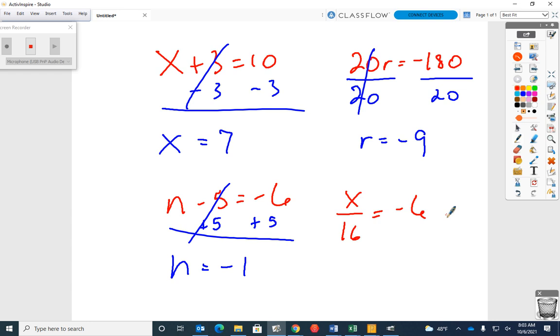Do you guys remember how we do this kind? You put parentheses around the whole thing because we're going to multiply. We take this whole equation, put parentheses around the whole thing, and multiply each side by whatever we're dividing by. What are we dividing by here? 16. What happens to these? They cancel. What's left? X, that's what we want. And what is 16 times negative 6? Negative 96.